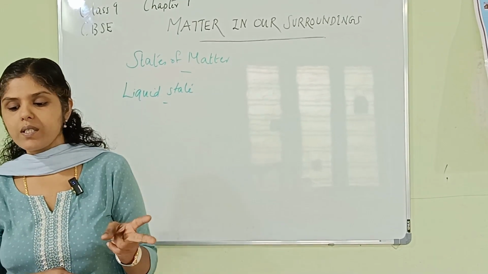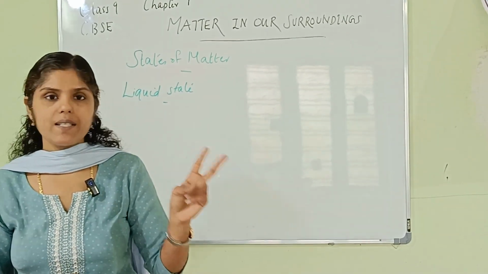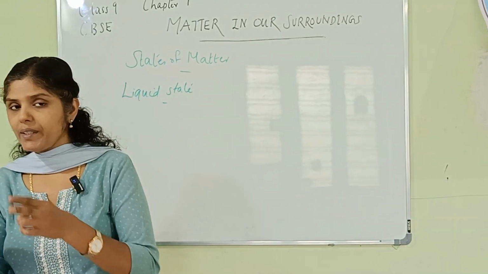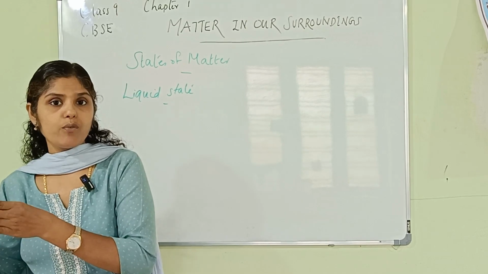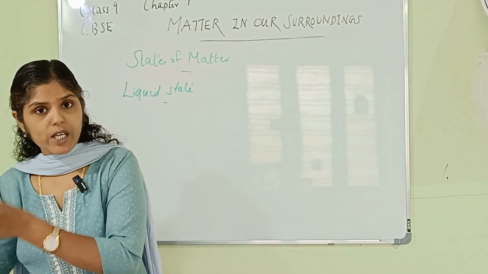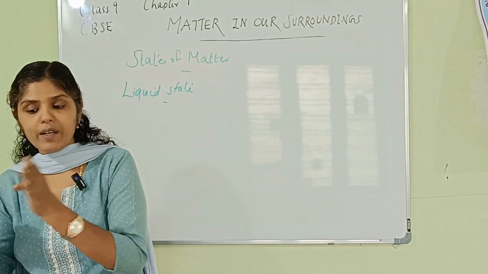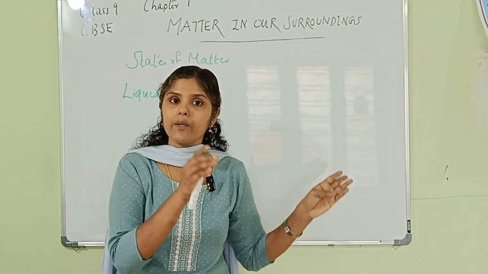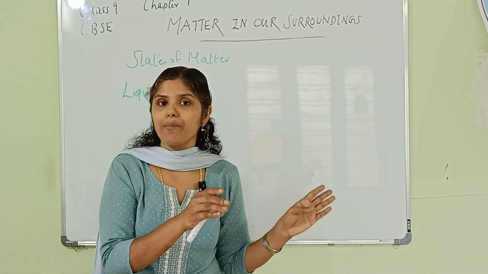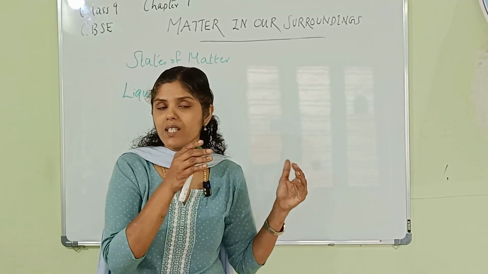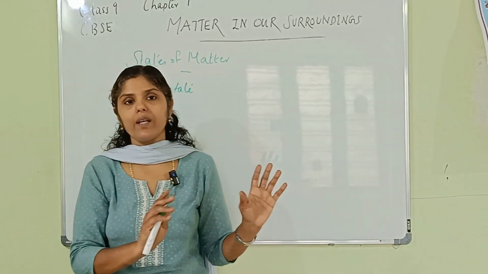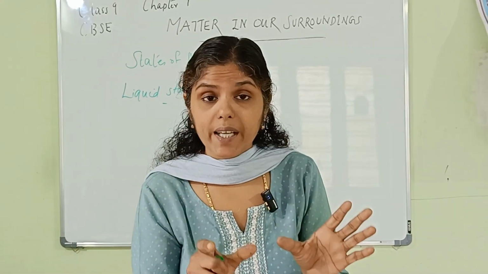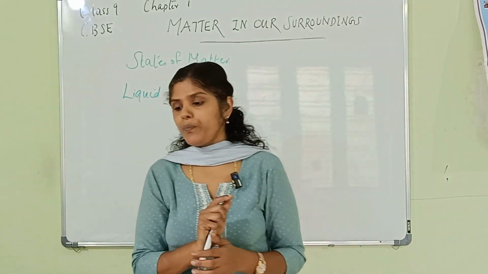The next question is, does the shape of the liquid remain the same? While keeping these liquids in containers of different shapes, will all these liquids remain the same shape? No, because liquids have the capacity to retain the shape of the container in which they are kept.